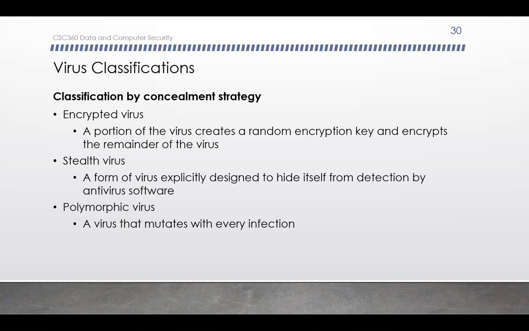A polymorphic virus is a virus that mutates with every infection. It creates copies during replication that are functionally equivalent, but have distinctly different bit patterns in order to defeat programs that scan for viruses. The signature of the virus then will vary with each copy. To achieve this variation, the virus might randomly insert superfluous instructions or interchange the order of independent instructions.